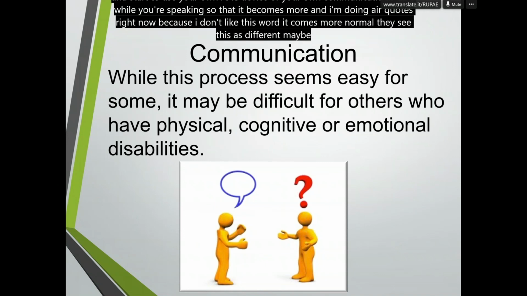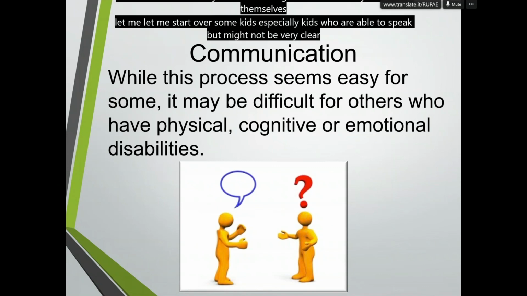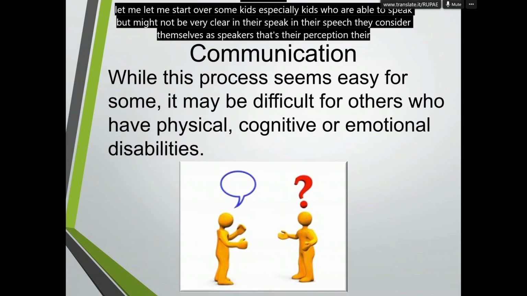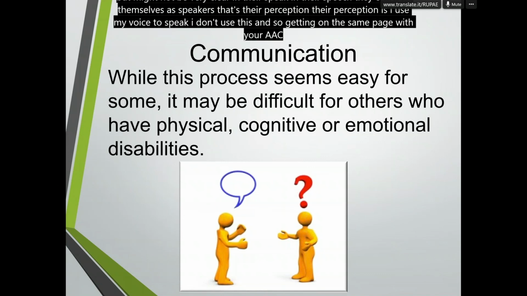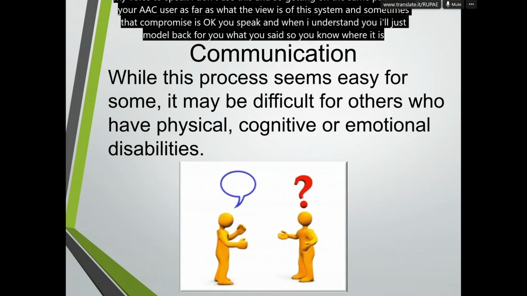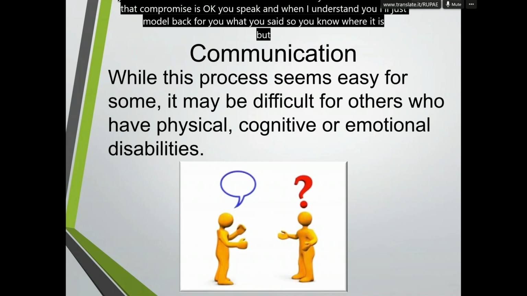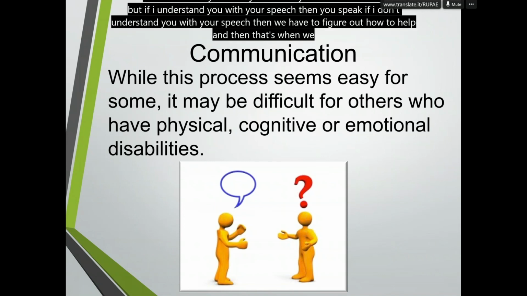Another thing could be that some kids, especially kids who are able to speak but might not be very clear in their speech, consider themselves speakers. That's their perception. Their perception is, I use my voice to speak, I don't use this. And so getting on the same page with your AAC user as far as what the view is of this system. And sometimes that compromise is, okay, you speak, and when I understand you, I'll just model back for you what you said so you know where it is. But if I understand you with your speech, then you speak. If I don't understand you with your speech, then we have to figure out how to help, and that's when we might need to use your talker. And so figuring out a plan to know why, I think.